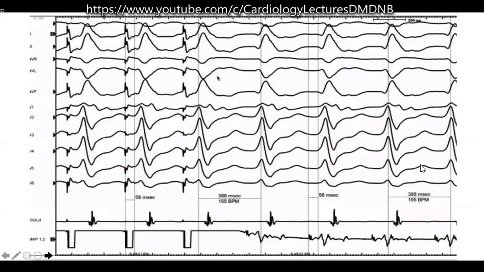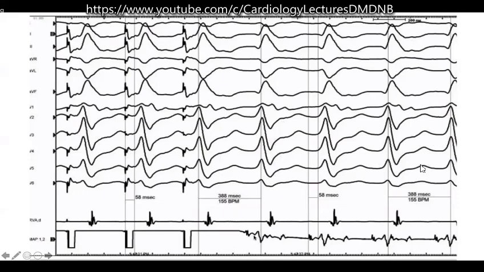So before I complete, there is one more concept. It's called fusion. You know that for fusion to occur, two wavefronts are required. On the left-hand side, the rectangular boxes are the stimulus that is delivered for the entrainment. On the right-hand side, you don't see such a stimulus. So this is a native ventricular tachycardia that is occurring.